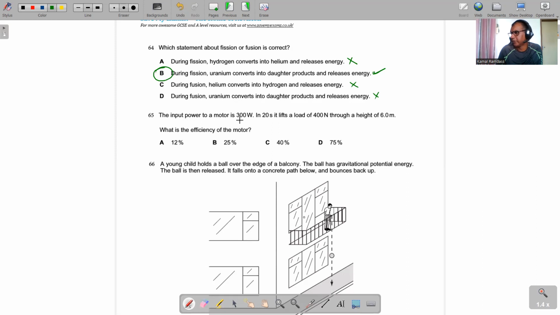The input power to a motor is 300 watts. In 20 seconds, it lifts a load of 400 newtons to a height of 6 meters. What is the efficiency of the motor? We have input, we have output. Output means we take energy, 400 times 6 divided by 20. 20 times 6 is 120. OK? With 120 watts, that is the output power, divided by 300, we get efficiency. 2 over 5, that is 40%.